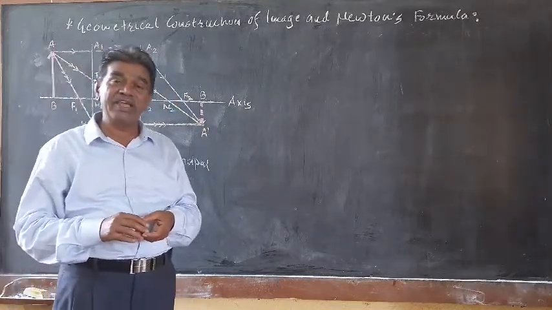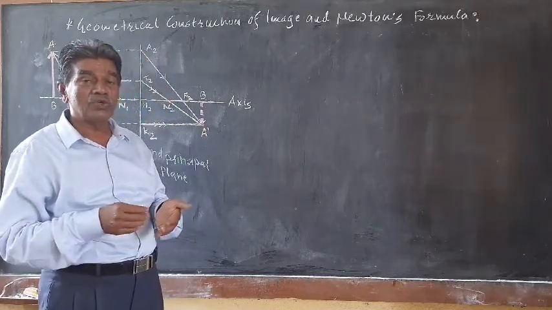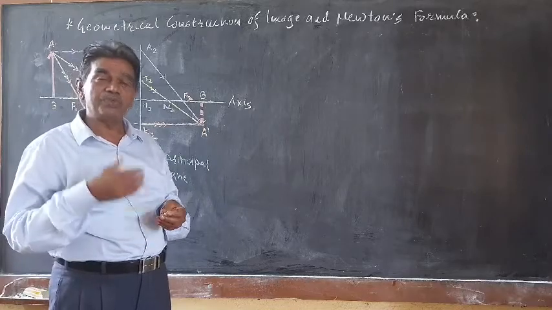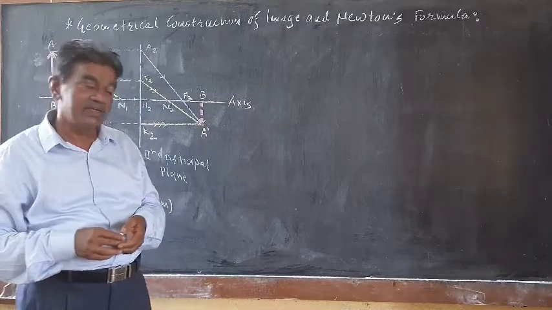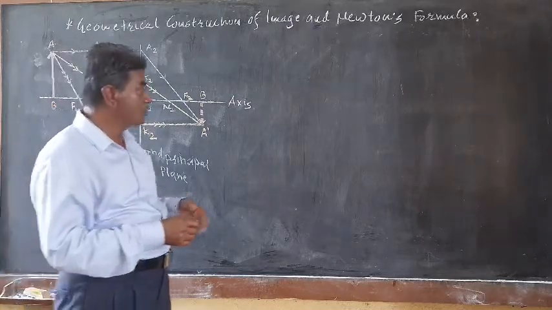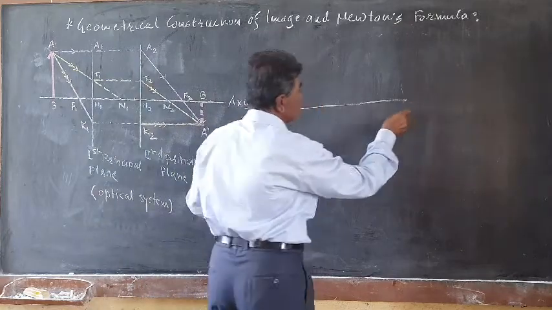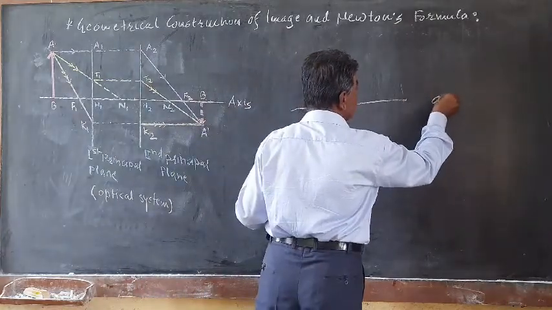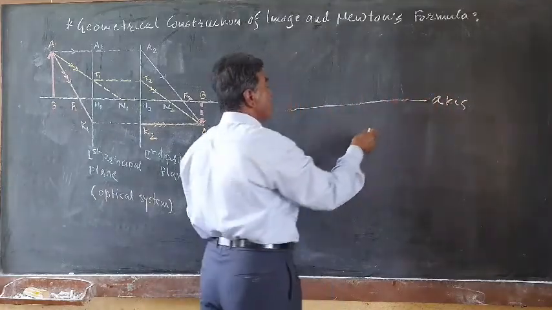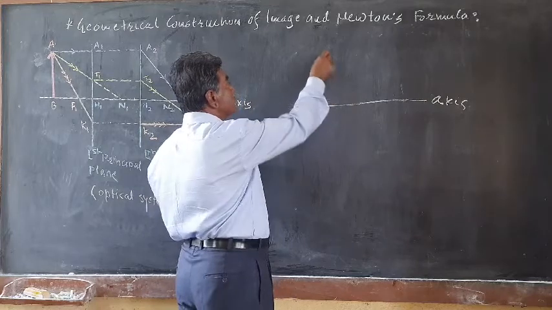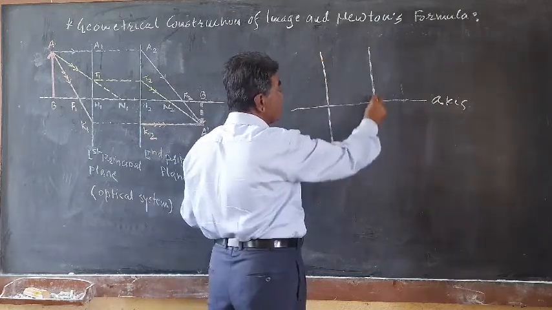How can the geometrical construction be done? The steps or the procedure to determine the image of any object placed on the axis are as follows. First of all, draw the axis here. This is nothing but the principal axis. Then the optical system is defined by the principal planes. This is one principal plane, and this is the other principal plane.